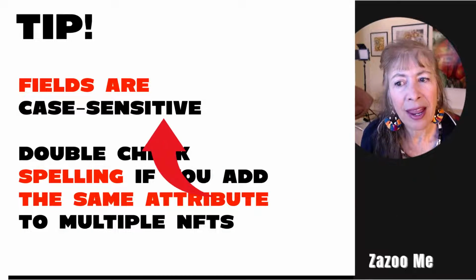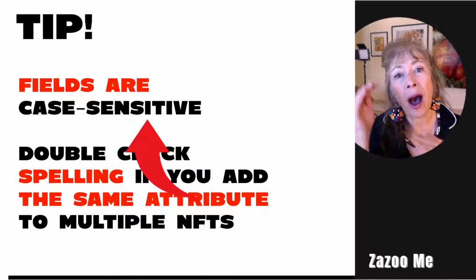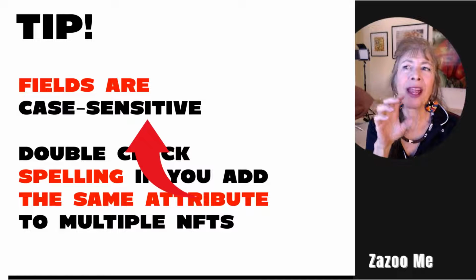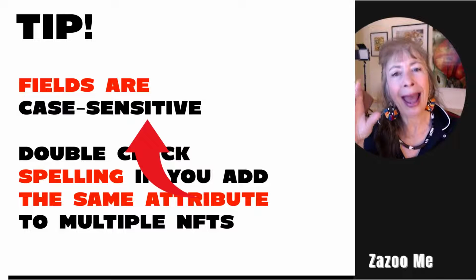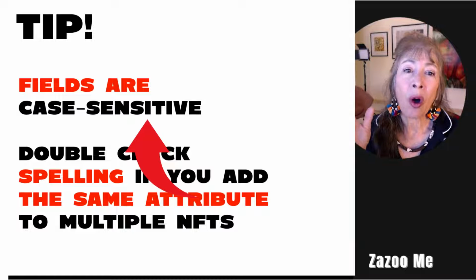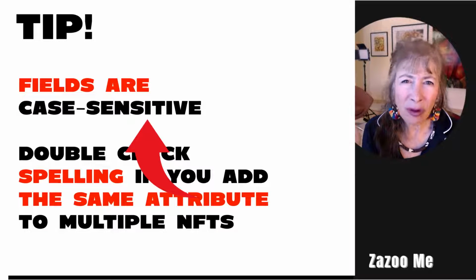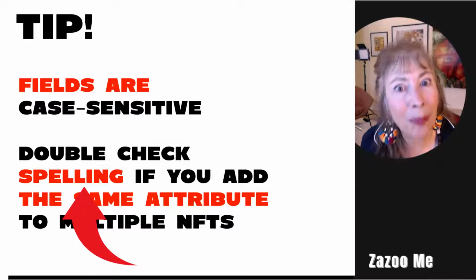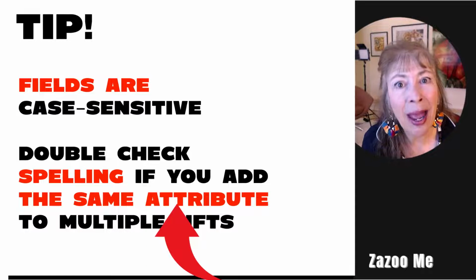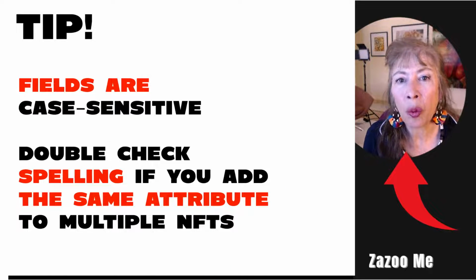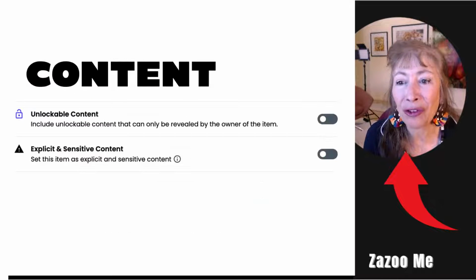Here's another super important thing. Fields are case sensitive. So uppercase and lowercase when you're typing matters. If you say background orange and you do a capital O and then lowercase range for everything, and then in the next one you do all caps, and then the next one you do all lowercase, those are three separate properties. They're not the same thing. Okay, so it matters. Fields are case sensitive. Double check your spelling if you add the same attribute to multiple NFTs. I can't emphasize that enough. You will be sorry if you do it wrong, so do it right.